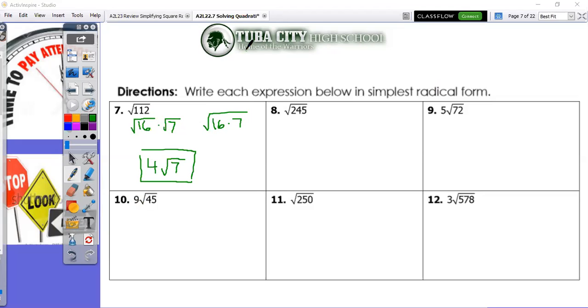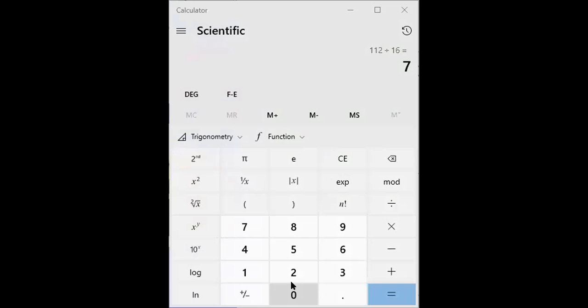For number 8, we have the square root of 245. There's a bit of a problem, and that is 245 is not a square number. So what can we do to fix that? Well, let's go back to the calculator and find something that we can divide it by. So let's start off with our number 245. 245 divided by... I don't think it's going to divide by 2 or 4. It might divide by 5, but that may or may not help. Oh, never mind. It helped.